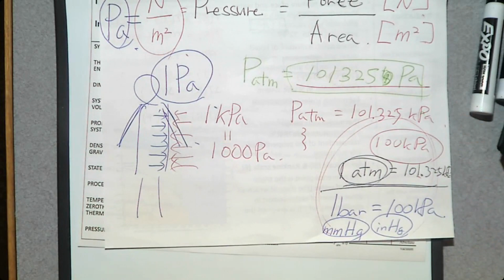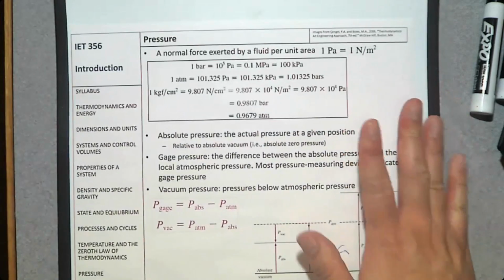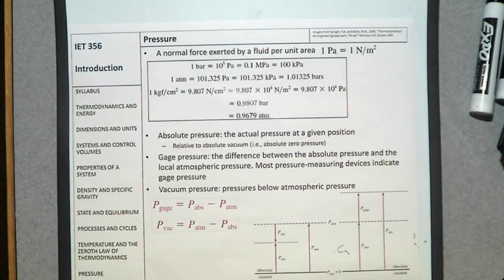Okay. Then which one are we going to use? Sometimes we use ATM, sometimes we use kilopascal, sometimes we use bar. Some property tables are in bar, some property tables are in kilopascal, megapascal, and some property tables are in ATM. So you have to get used to all of them, not just one. Okay. So that is the information here.